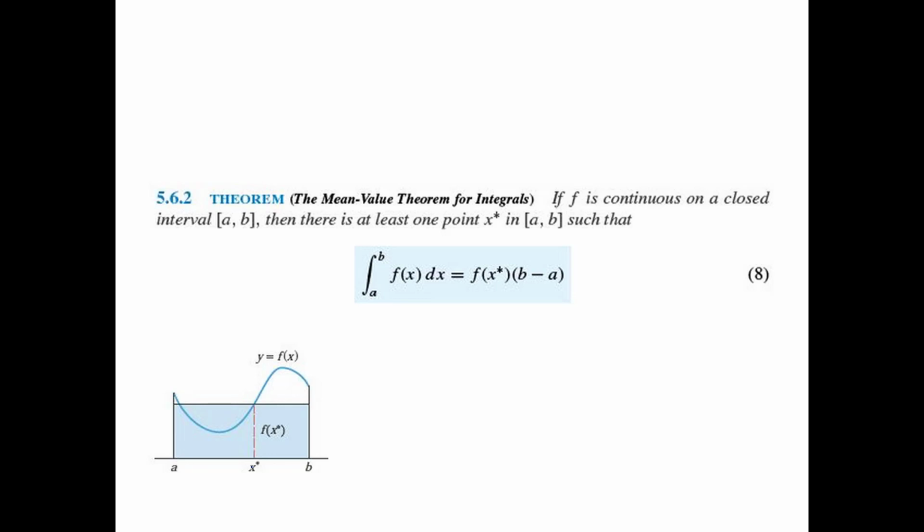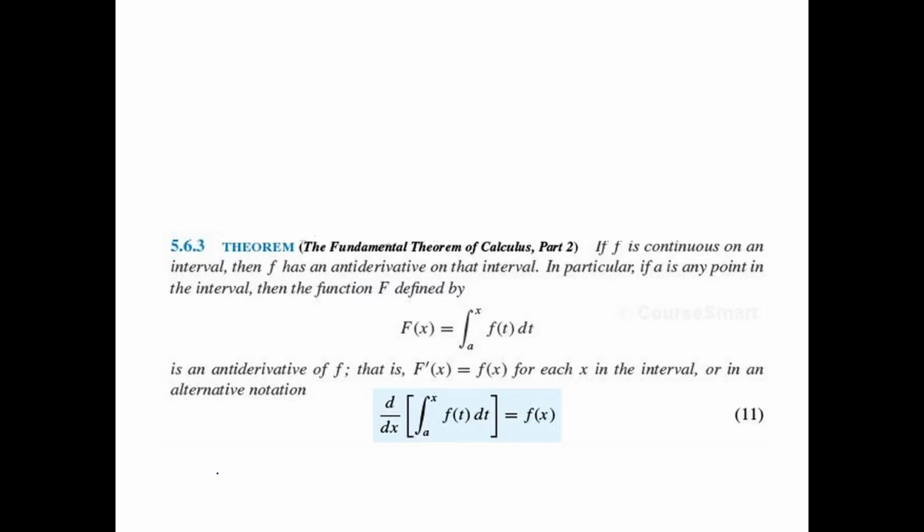And it turns out what we really need this for is for this next theorem that's very important. So this just tells us that there is a number in there, so that the area under the curve is equal to the area of this one rectangle, whose height is f of x star, and whose width is b minus a. This is what we need that for. This is called the fundamental theorem of calculus part 2.